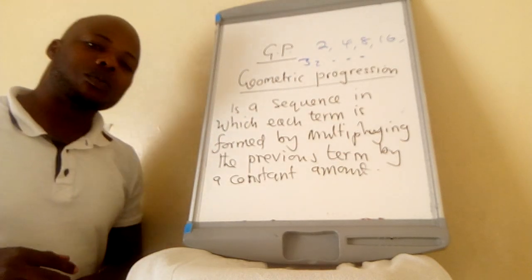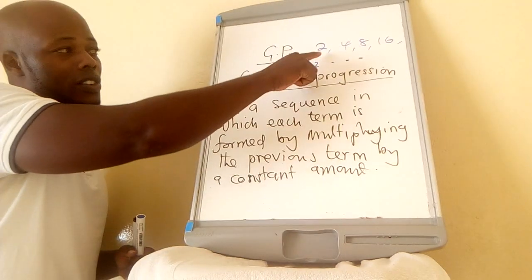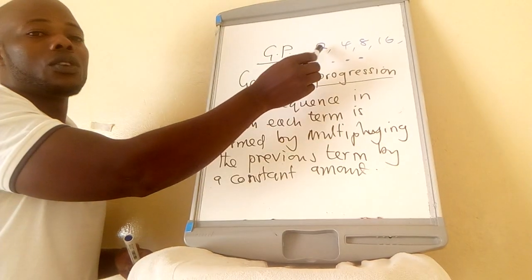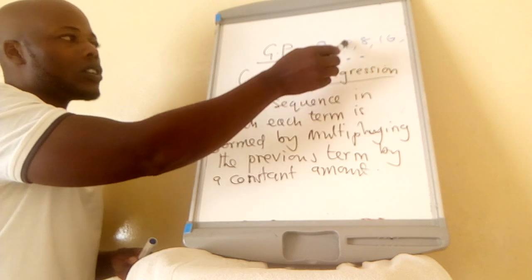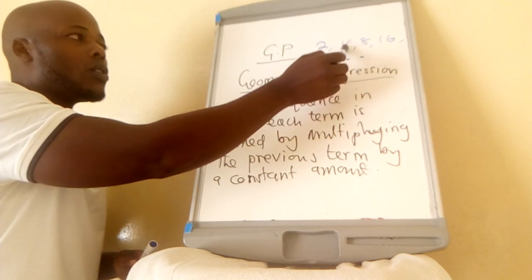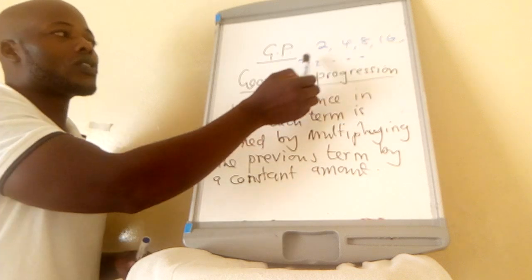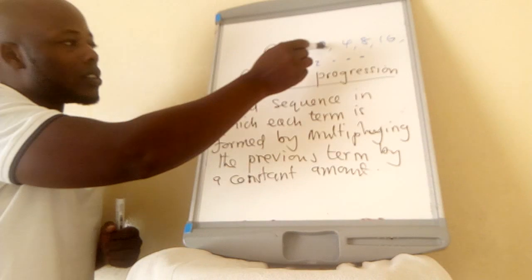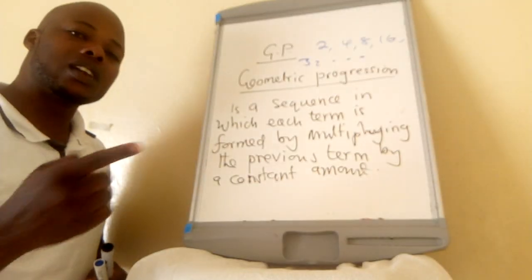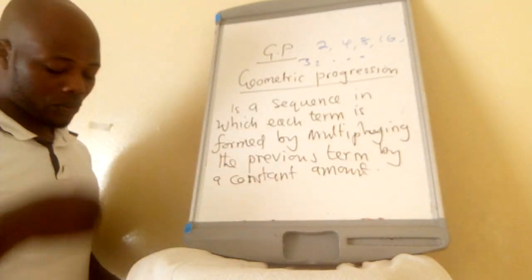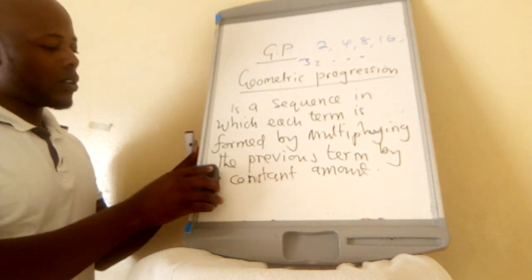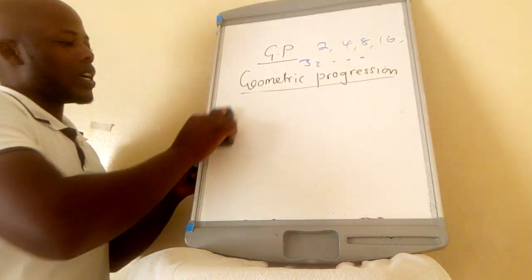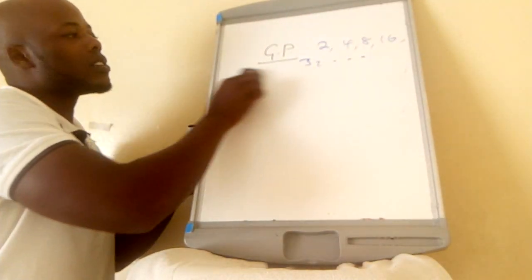What is it that comes to your mind? You can guess that there is a number which they are multiplying to get the next term. So in this case here, they have a 2. 2 multiplied by 2 is 4. 4 by 2 is 8. 8 by 2, 16. 16 by 2, 32. So the constant here is 2, and that 2 is the one they are using to find the next term.